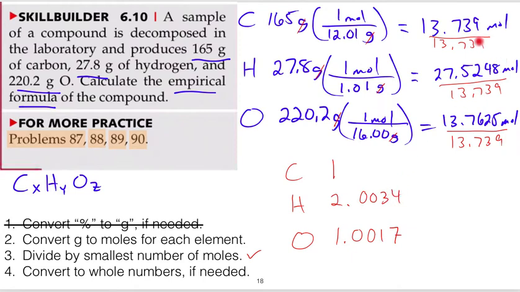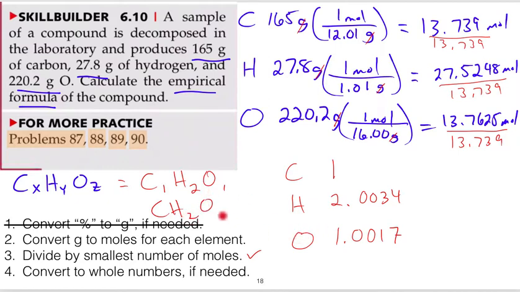Now you sort of saw that trend, if you're just looking at the number, that it looks like a 1 to 2 to 1 ratio. But by dividing by that smallest number, then you sort of tighten up that ratio where you can clearly see the 1 to 2 to 1 ratio. So now I know my X, Y, and Z. C1, H2, O1, or CH2O.